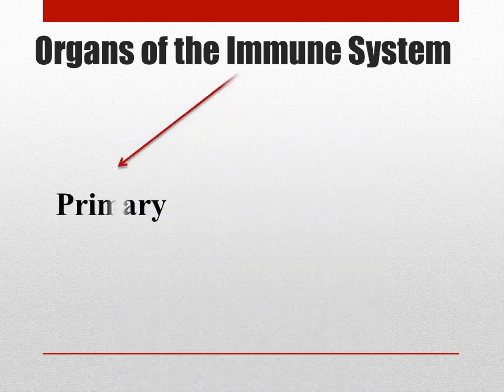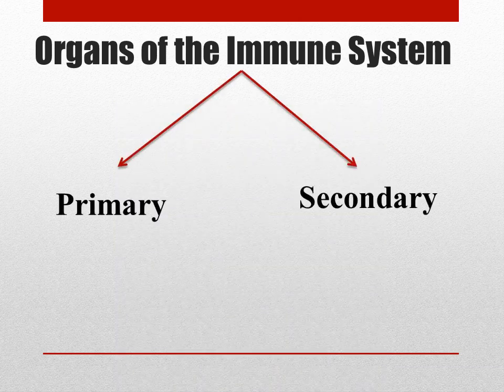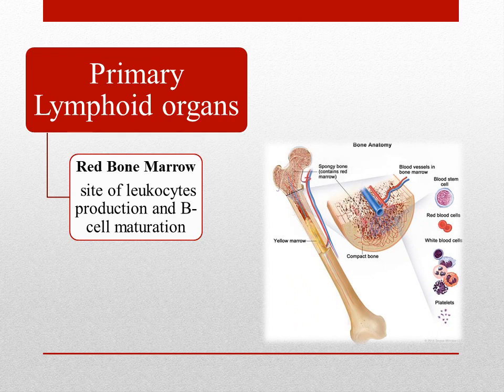They are divided into primary and secondary organs. Primary lymphoid organs include first, red bone marrow, which is the site of all leukocytes production and B cells maturation. It means that B cells are practiced to fight against pathogens inside red bone marrow. Red bone marrow is located inside long bones, which are found in our arms or in our thighs.